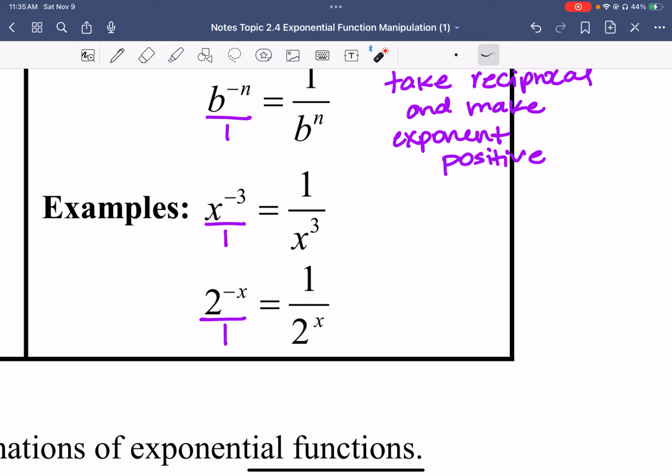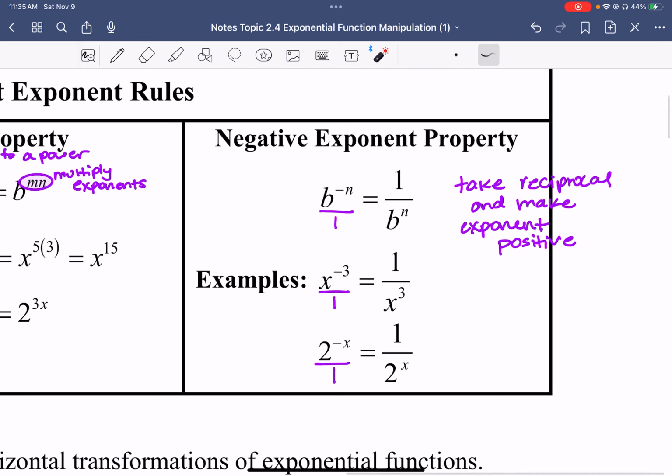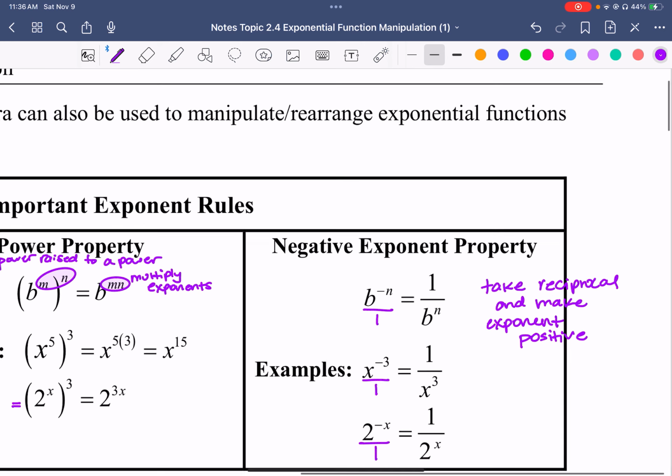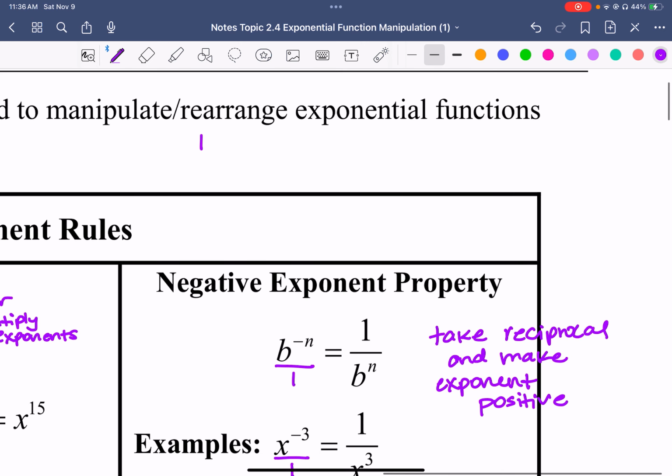Okay, now this property is especially important because on the AP test in the instructions, it will say simplify with no negative exponent. So it's important that you know how to apply this property. There is another one that wasn't mentioned here. It's called the fractional exponents property, and this one is also important.